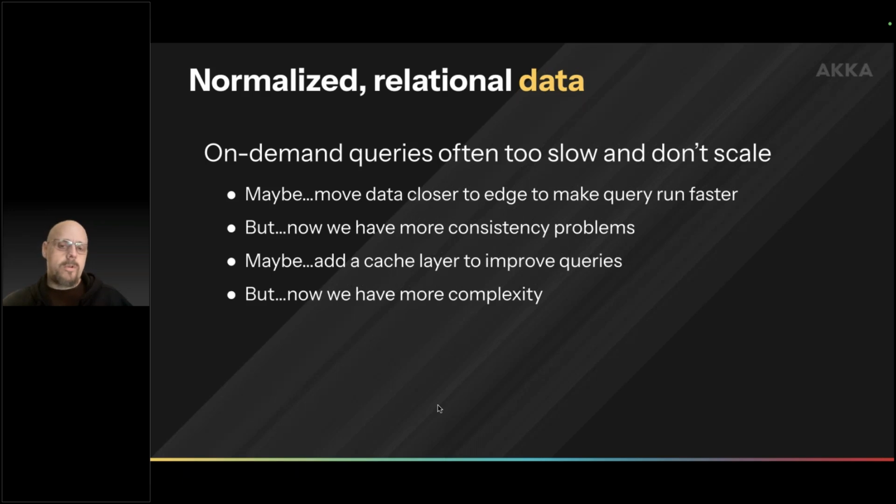And so we try and fix that problem by maybe moving the data out closer to the edge to make those queries run faster. But now when you move the data into multiple places, you add even more sources of truth and consistency issues. And we think, well, maybe we'll add a cache layer to fix it, because we all know that if you slap a cache on things, it just makes everything better. But then we have more complexity, and now we have to maintain our app and a cache. So just storing data in a distributed application is a much harder problem than people initially think.